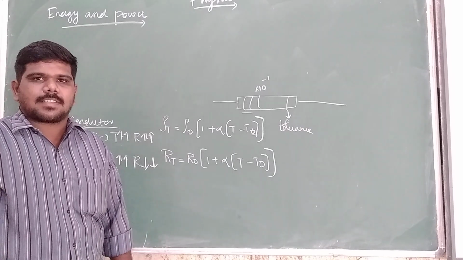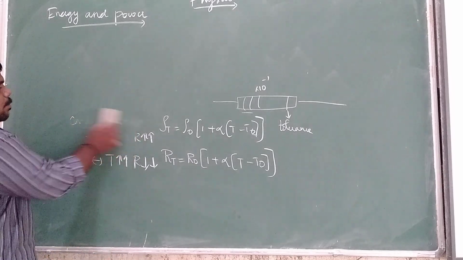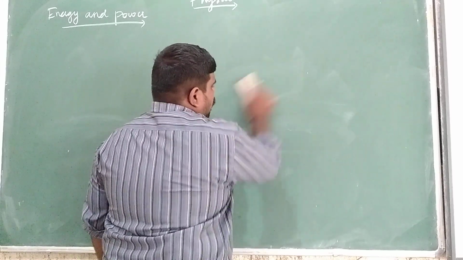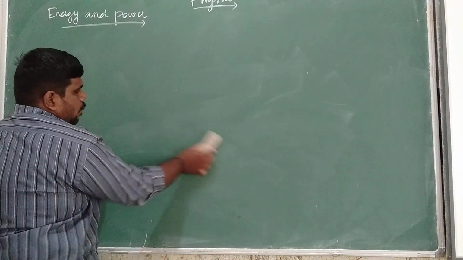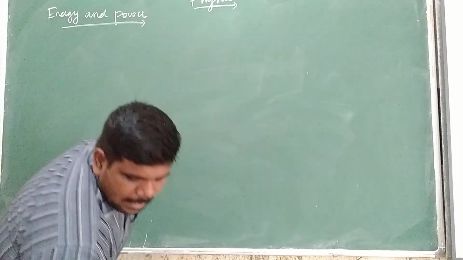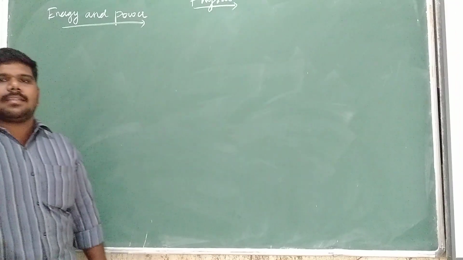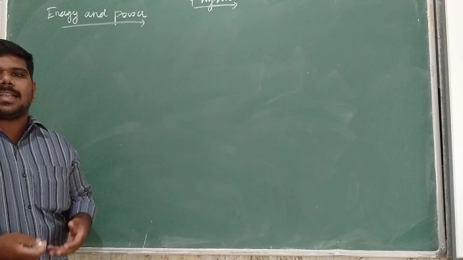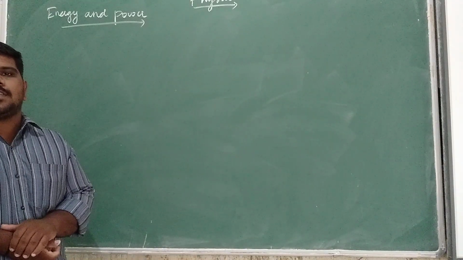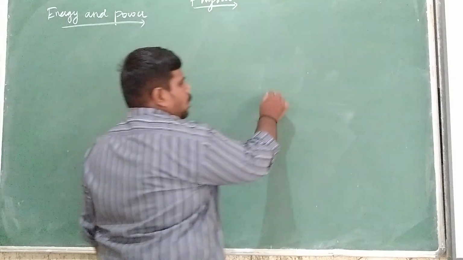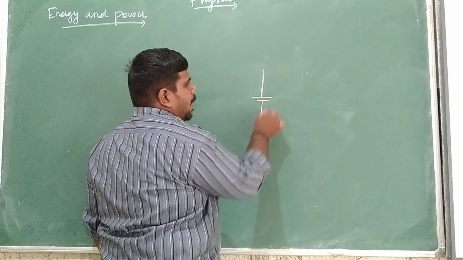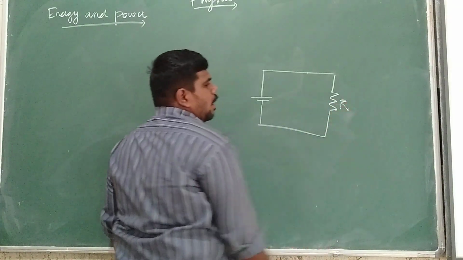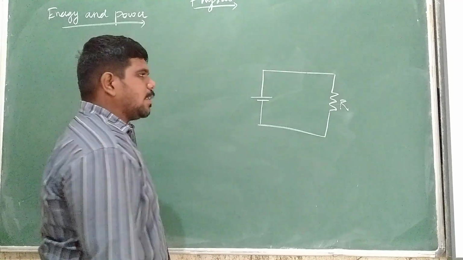From this, for a conductor, when the temperature increases, resistivity also increases, so alpha is positive. For semiconductors, when the temperature increases, the resistance decreases, so alpha is negative. A material having a negative temperature coefficient is called a thermistor.